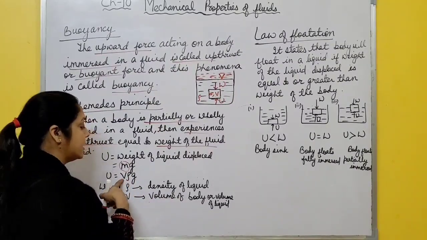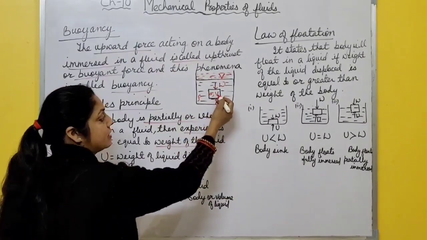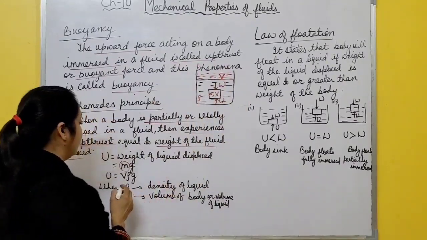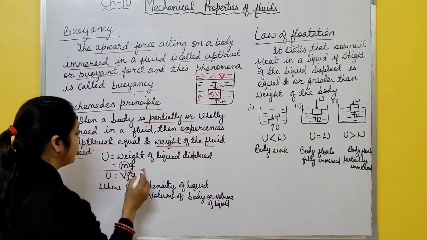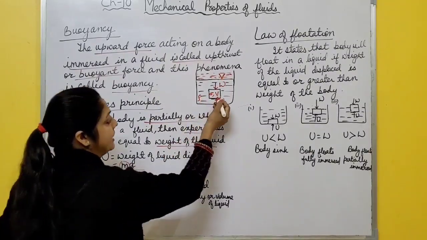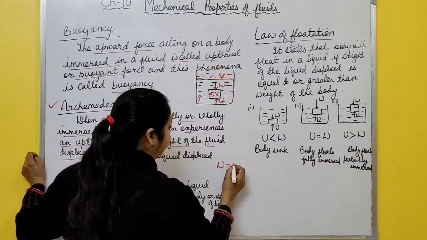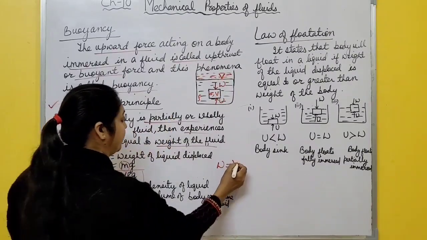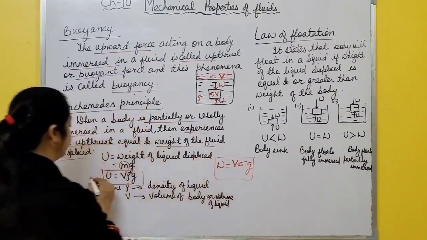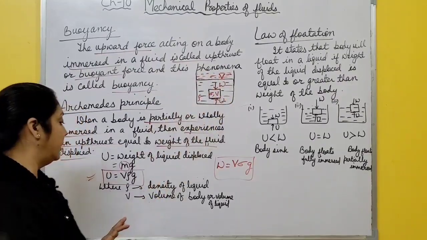Right now volume is the volume of liquid, and you can say the volume of this body also, because it is equal to the weight of the liquid displaced. So this upthrust is equal to V rho g. And if sigma is the density of the body, then the weight of the body is equal to what? The volume of the body times sigma into g. This is the weight of the body, and this one is the upthrust experienced by this body due to the displaced liquid, right?